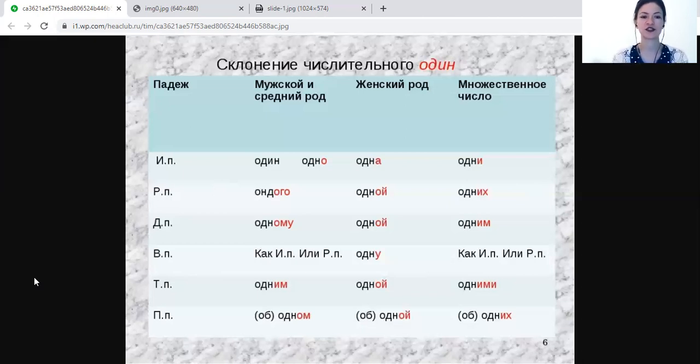Here, I will just put this picture. Here is the declension of the word один. 6 cases here, and masculine gender, neuter gender, feminine gender, and plural.